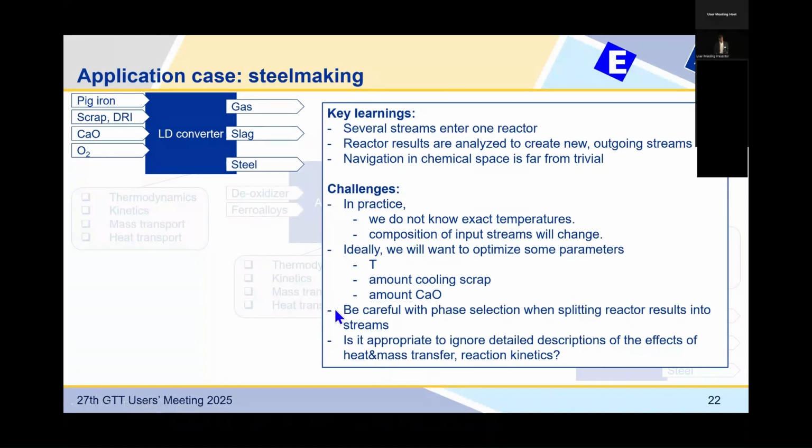Also, one more thing, be careful with phase selection when splitting reactor results into streams. You have seen in the example that we formed solid C2S-C3P for larger amounts of oxygen addition. You also form liquid slag, of course. If you want to do process flowsheeting, you have to write down rules. And that means you have to be careful. What is named here slag probably is not only a liquid slag, but it might also contain solid oxides. We will see that tomorrow already in the FactFlow presentation. That is a complexity that we have to deal with, unfortunately.